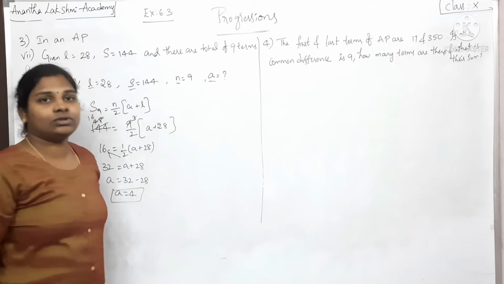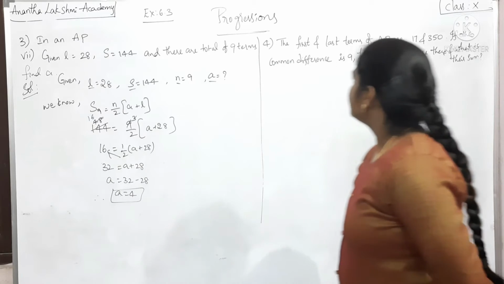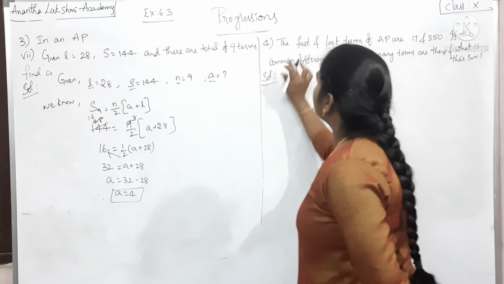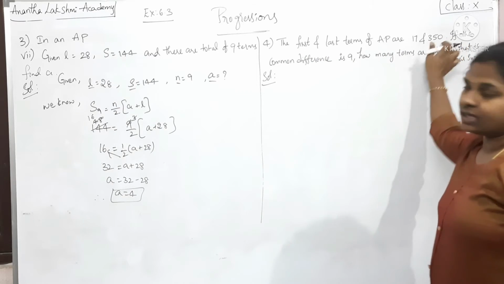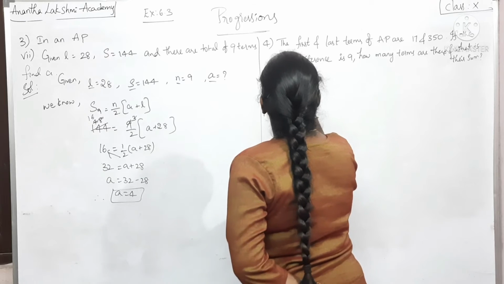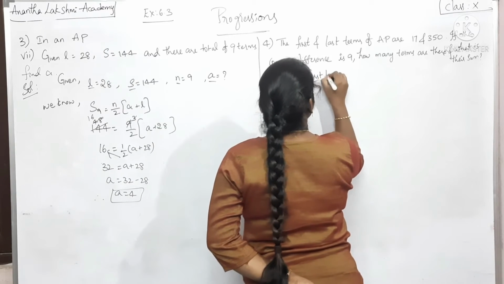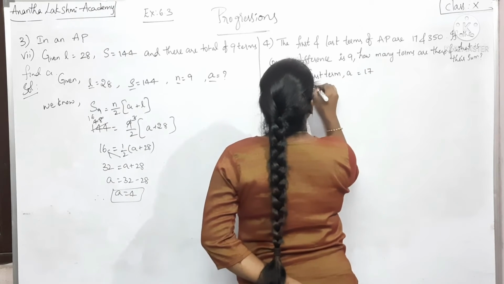I also have the fourth problem written on the board. So, let's take a look at it. Here in the fourth problem, let me read it out. The first and last terms of an AP are 17 and 350. So, let me write what is given for us first. Given first term. What is the first term? a is equal to 17. Last term.